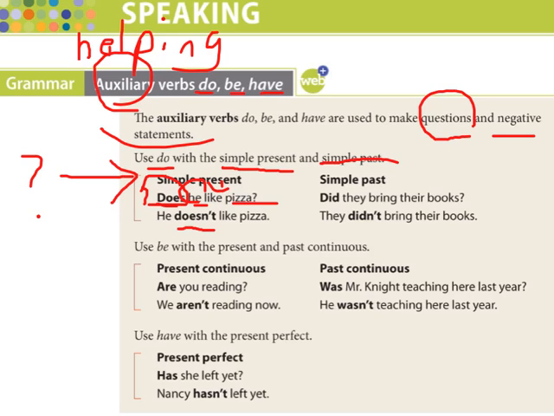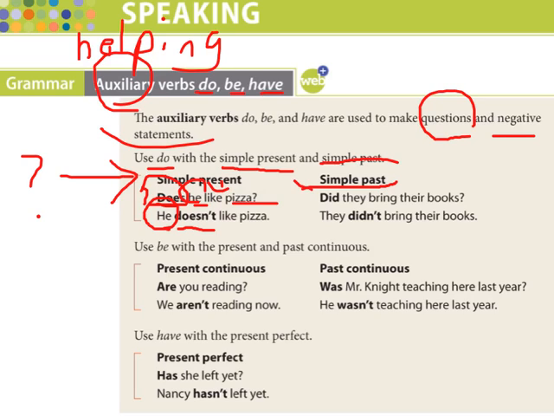In the negative, we also have used does with does not, which has been contracted to doesn't. Again, we use doesn't because the subject is he. If it were he, she, or it in the subject, we would always use doesn't. So simple present tense uses do to make yes-no questions and negatives. Simple past tense also uses do to make questions and negative statements.